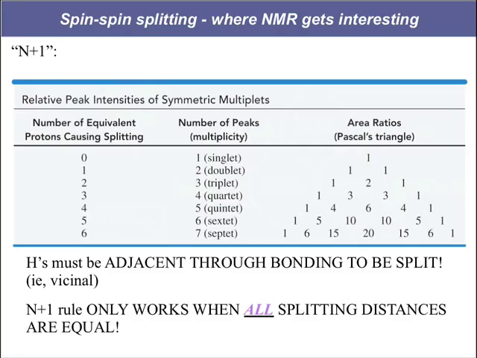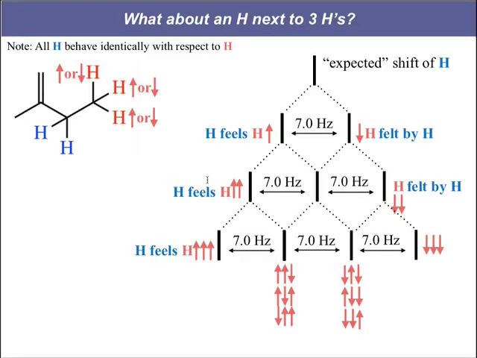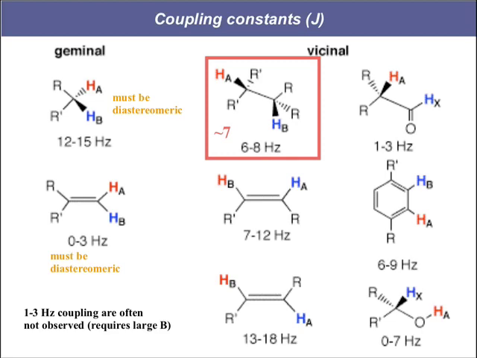Now, these distances that I'm referencing that all have to be equal in order for the n plus 1 rule to work are called coupling constants. And different relationships between different neighbors have different coupling constants. Coupling constants, we give it the variable J.